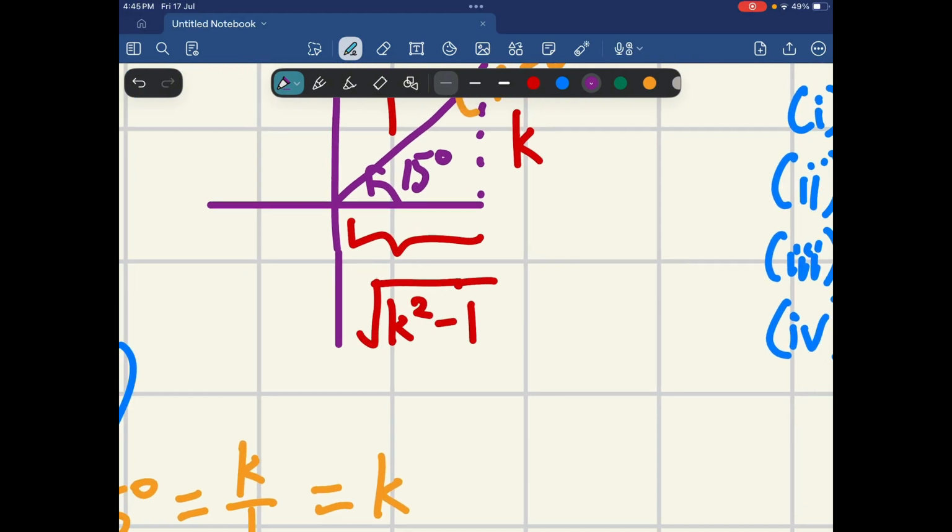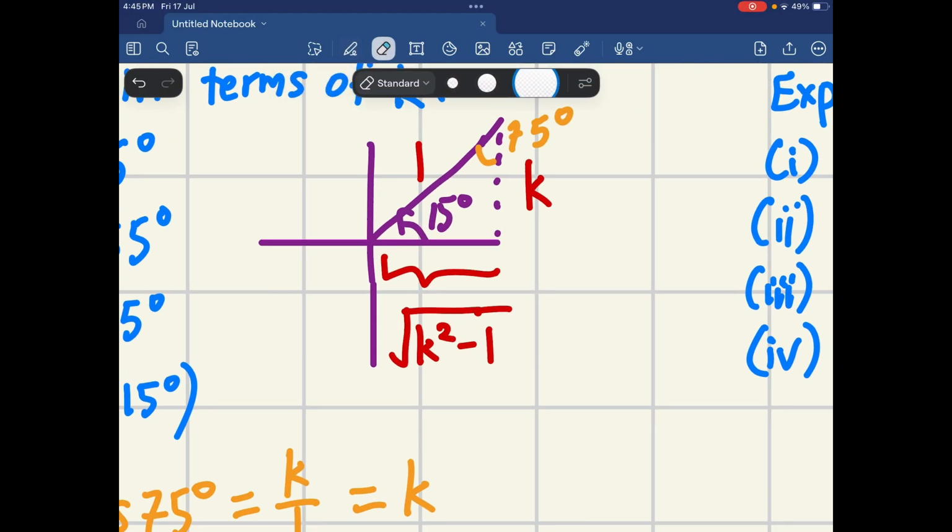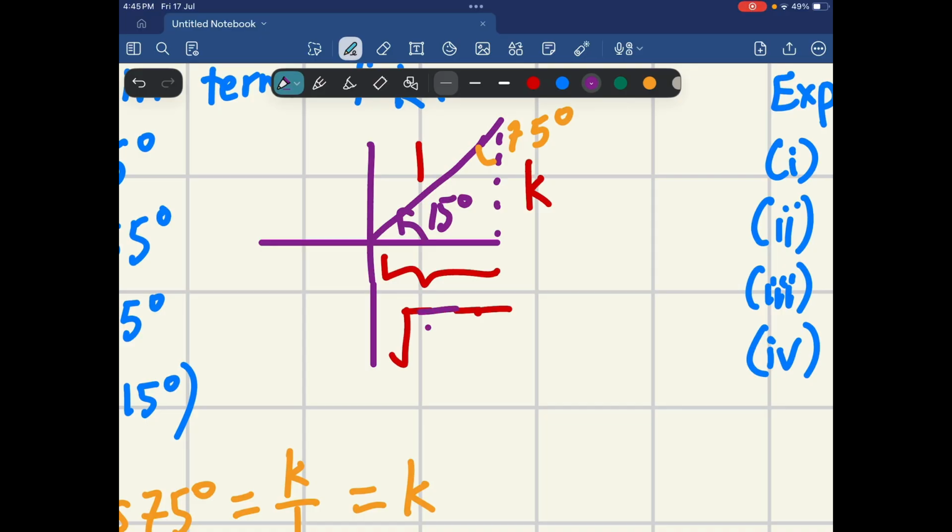And here I actually messed it up. This will be 1 squared minus k squared. So it's 1 minus k squared.